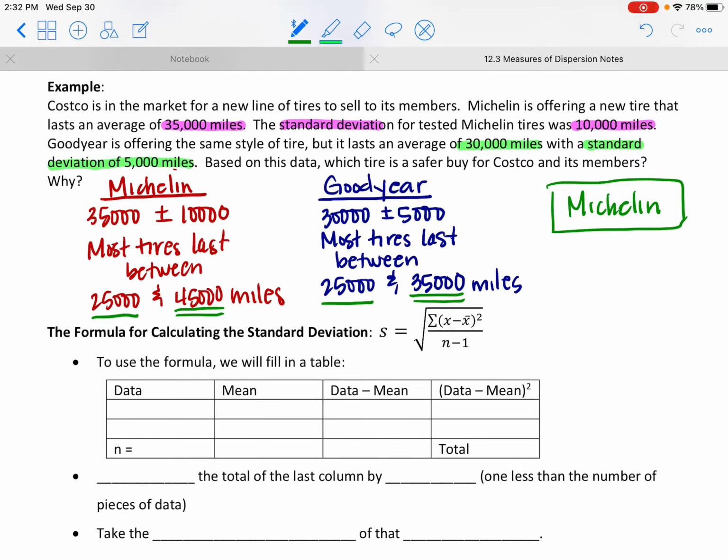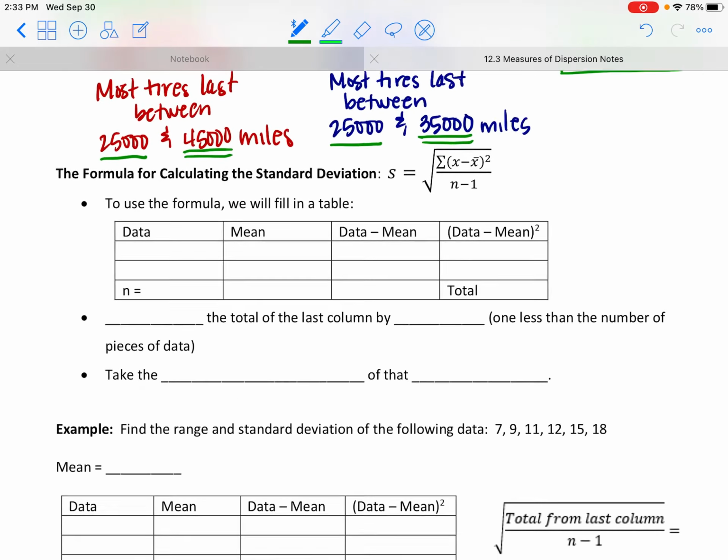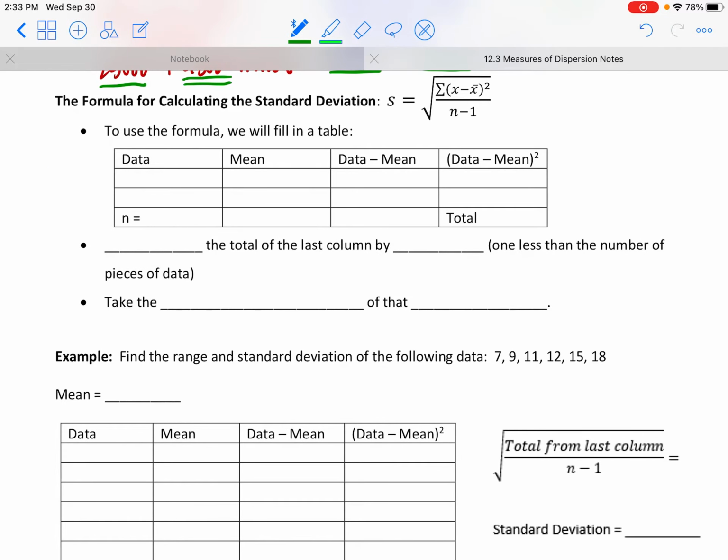Again, this is big picture, and we're going to talk more about standard deviation and different distributions and what percentage of tires are actually going to last between, let's say, 25 and 35,000 miles. That's stuff we're going to get into, but this is just sort of big picture, okay? So now we're going to practice calculating the standard deviation, and this is a fun one. It's a toughie, okay, the calculation for standard deviation.